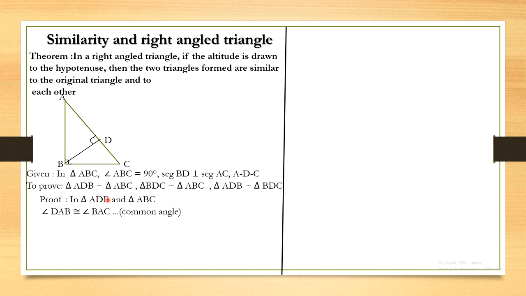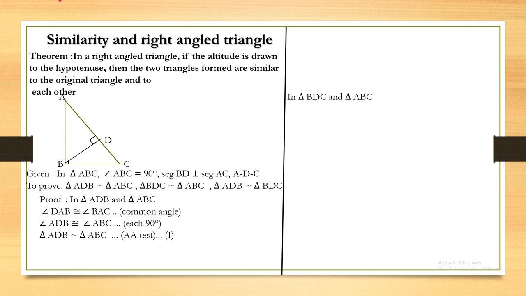Now in triangle ADB and triangle ABC, here in these two triangles you can observe that one angle is common and this common angle is called as A. So you can write angle DAB congruent to angle BAC, common angle, and other is a right angle. That means angle ADB and angle ABC are right angles, each of 90 degree. So by AA test these two triangles are similar. So name it as equation 1.